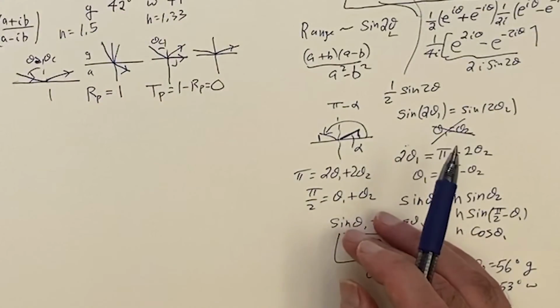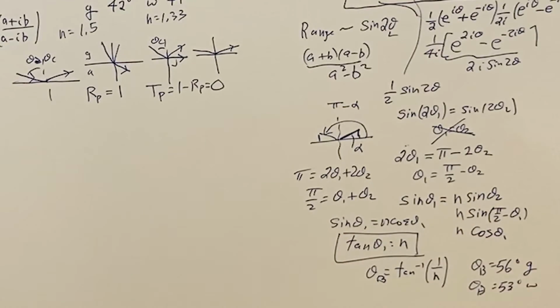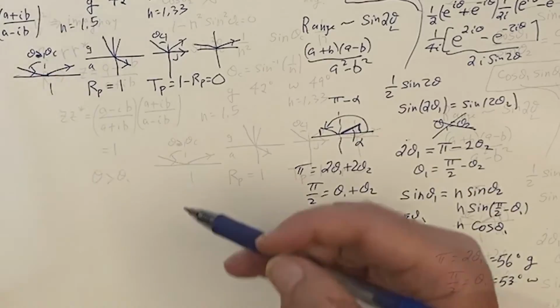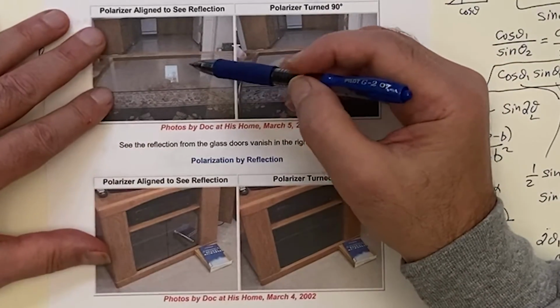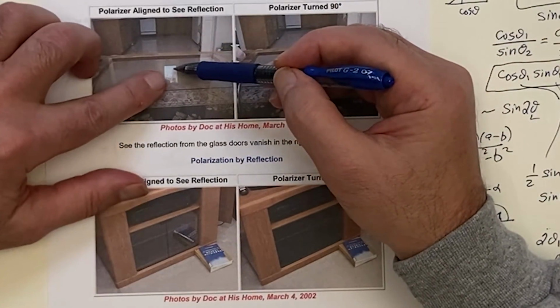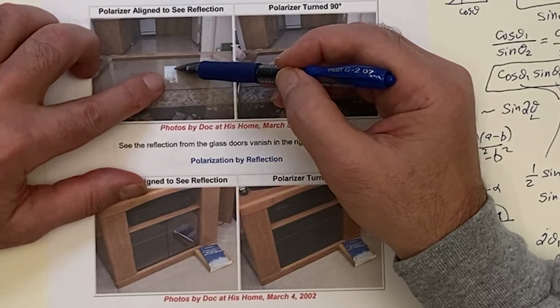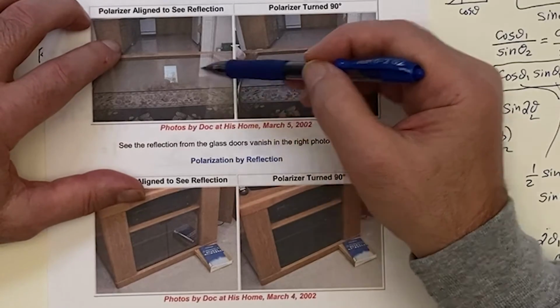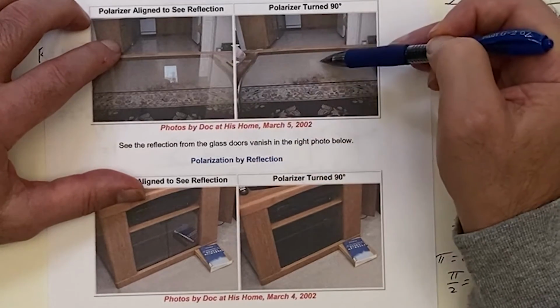So this is related to the Brewster angle, because when you get a reflection off glass here near the Brewster angle, you get polarized light. So I put a polarizer on my camera and I turned it, and look, I killed that reflection.